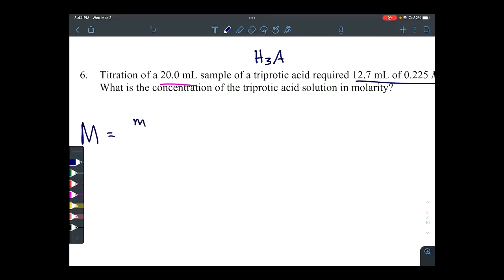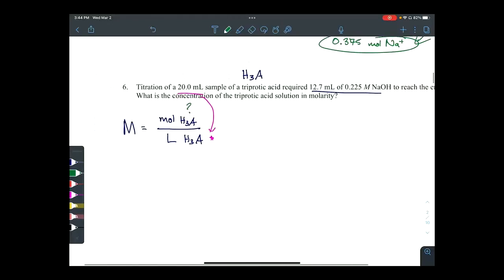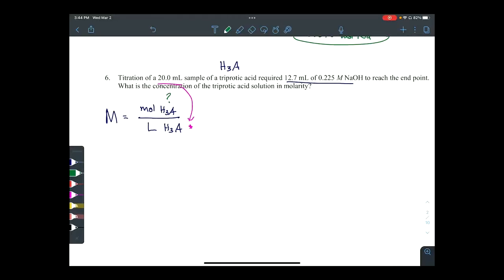So we are trying to figure out how many moles of H3A we have over liters of H3A. The cool thing is we know the volume of H3A. It's 20 milliliters. We need to find how many moles of H3A we started with that were originally in that 20 milliliter sample. So we're going to use the standardized sodium hydroxide that's given to us here, all right?